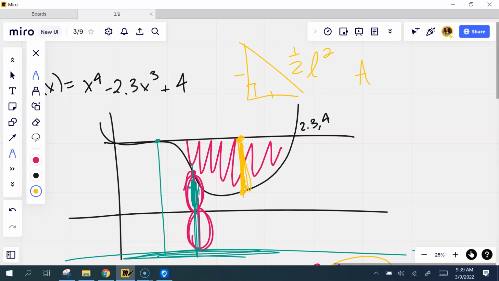So what is the yellow length there? That's exactly 4 minus, and I'm just going to write f of x. That's acceptable. That is okay. 4 minus f of x there. So the area of one triangle is one half, 4 minus f of x, squared.